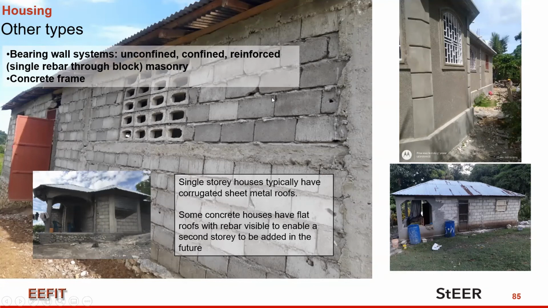The other typologies are concrete frame systems and confined, unconfined, and reinforced masonry bearing wall buildings. Often they have the same type of roof and similar connection issues.